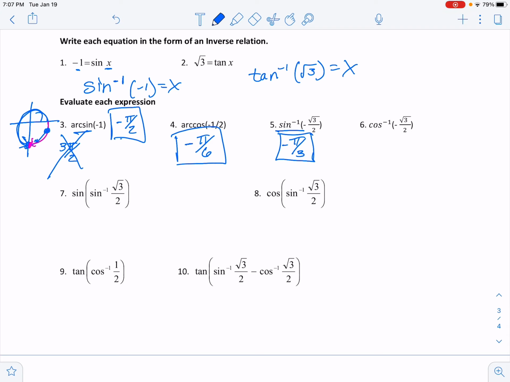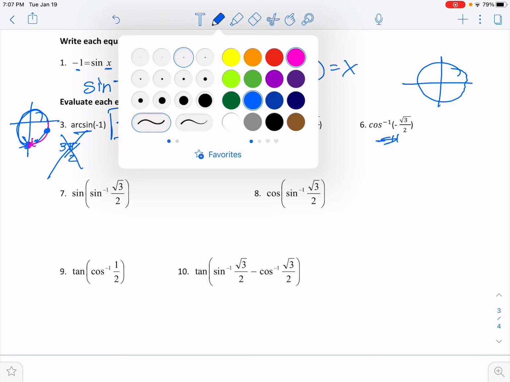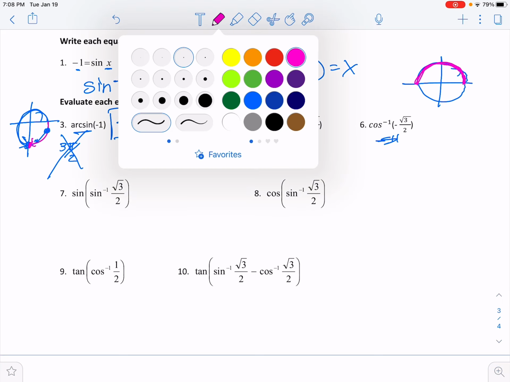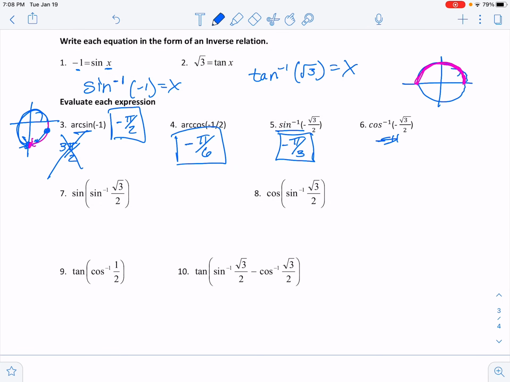Okay, when's the cosine negative root 3 over 2? It's negative, oh, no, it's not. The cosine graph, its domain is restricted to here. So you want negative root 3 over 2. That's here, so that's 5 pi over 6. Okay.